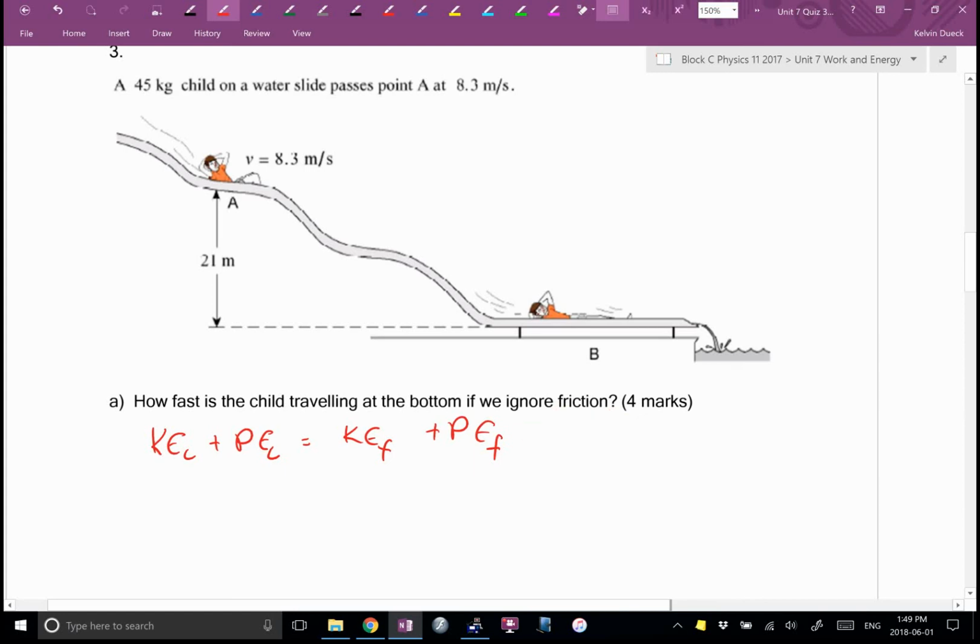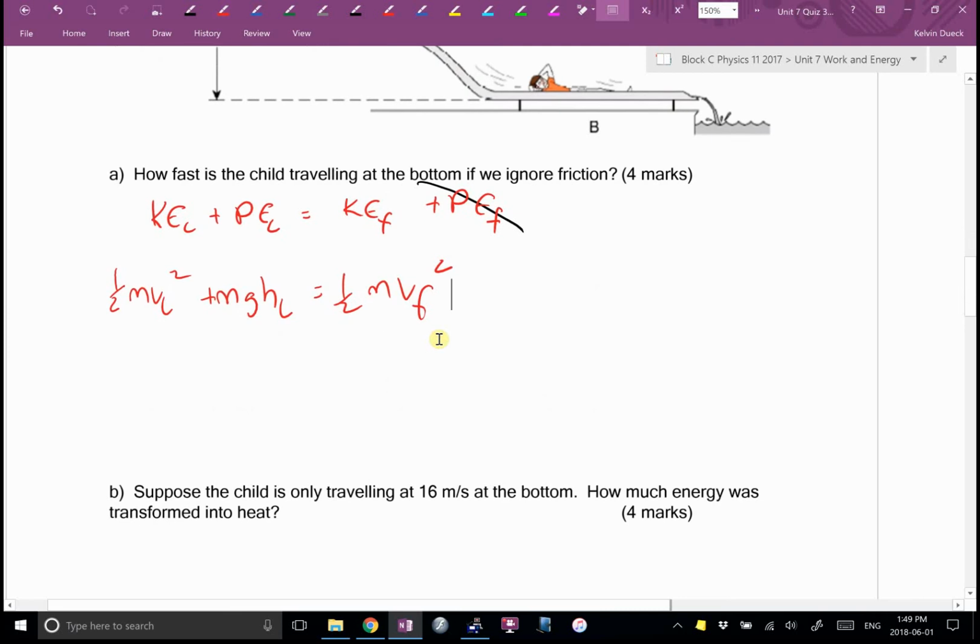Are any of these 0? I think at the bottom, but nothing else is 0, sadly. So we're going to get a half m v initial squared plus m g h initial equals a half m v final squared. Christy, is there an m in the first term? Is there an m in the second term? Is there an m in the third term? Is there an m in everything?